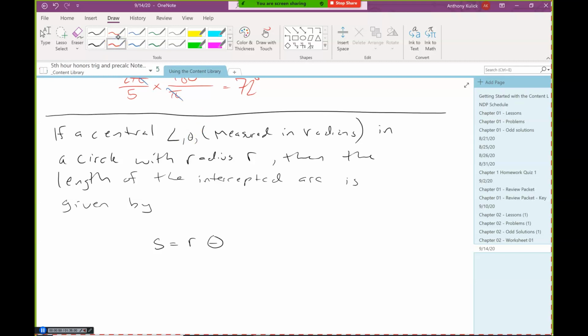So if we have a central angle that we'll call theta, that's measured in radians, in a circle with radius r, then the length of the intercepted arc, s, is given by the equation s is equal to r times theta.